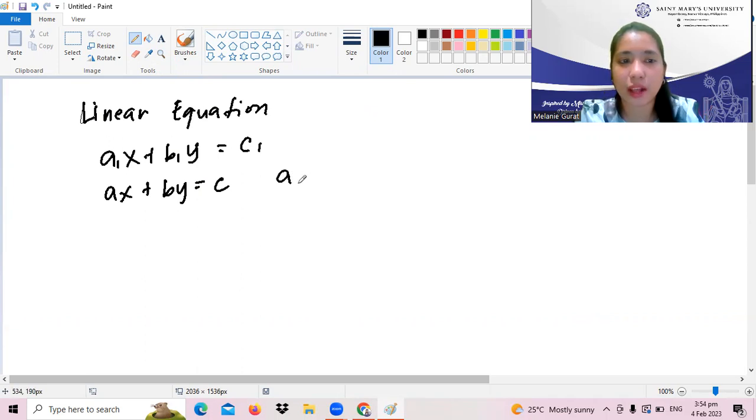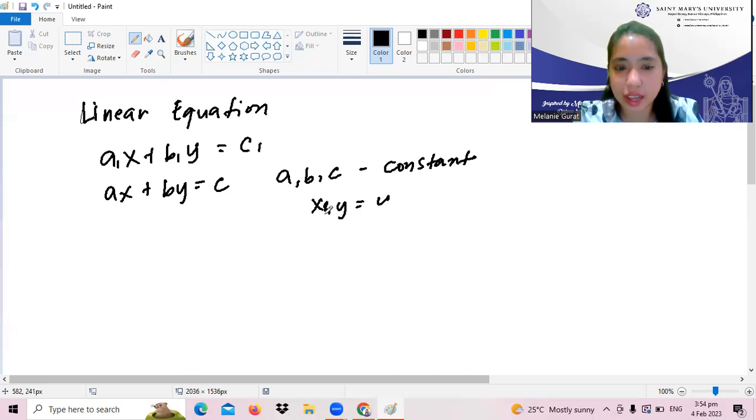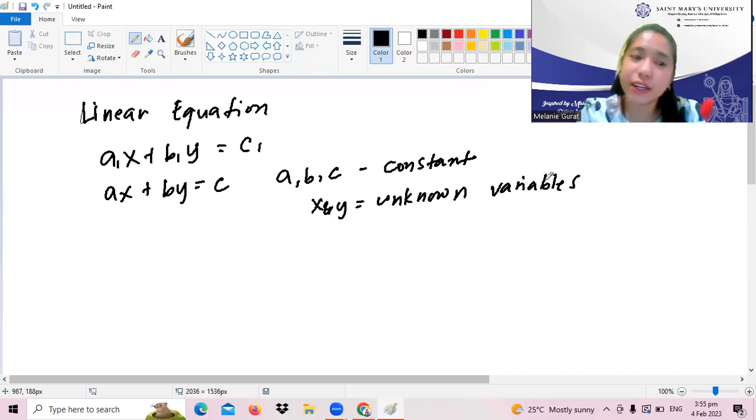So we know that when we talk about linear equations, a, b, c are constants, while x and y are unknown variables. We can still extend that to ax plus by plus cz, but of course here we will just limit it to two variables, our variables x and y.